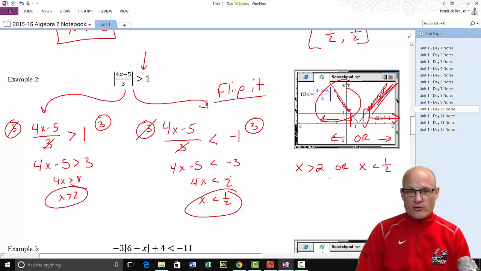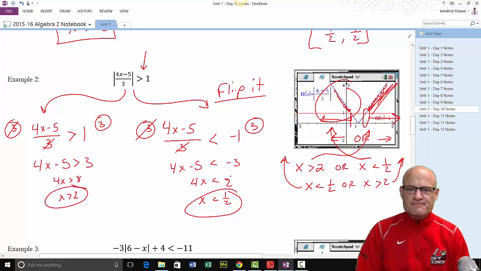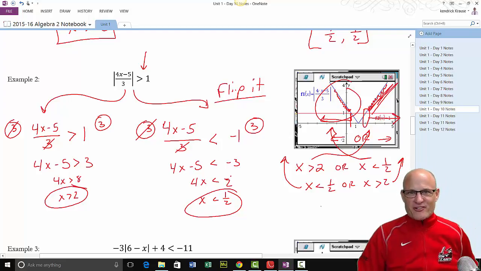And it doesn't matter that those are on the wrong side. If you don't like it because this goes with this and this goes with this, I don't like it that way either. I might write it x is less than 1/2 or x is greater than 2, only because this piece goes with this side and this piece goes with this side. Doesn't matter. Either way, it's fine. Let's do it in interval notation because that sounds like fun.